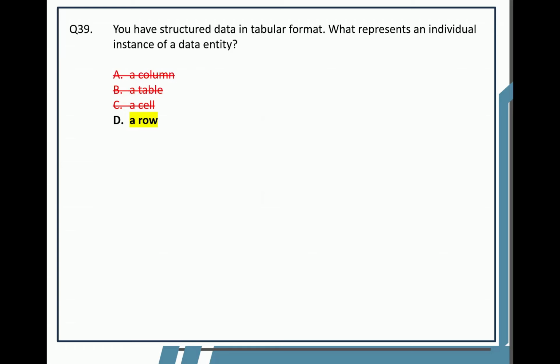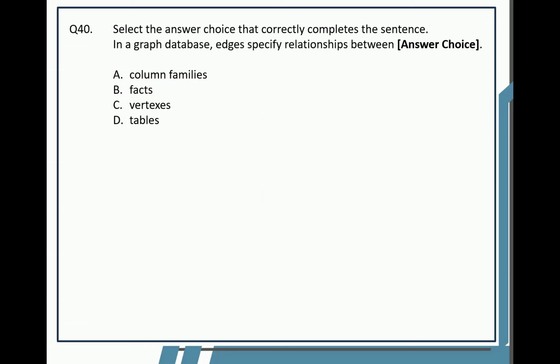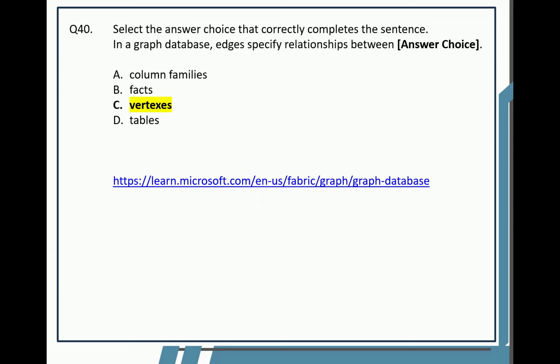We will move on to question number 40 of the series. Again, this is a fill in the blanks question and we are talking about a graph database and we need to tell edges specify relationships between which of the following in the graph database. Your options are column families, facts, vertexes, tables. In a graph database, vertexes, also called nodes, represent entities and edges represent the relationship between vertexes.